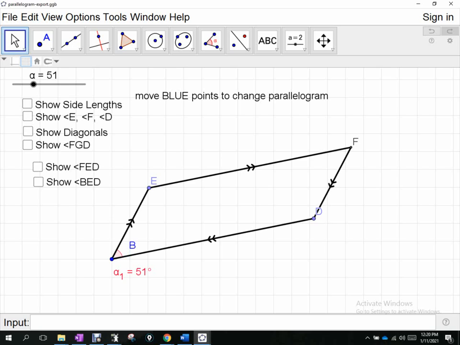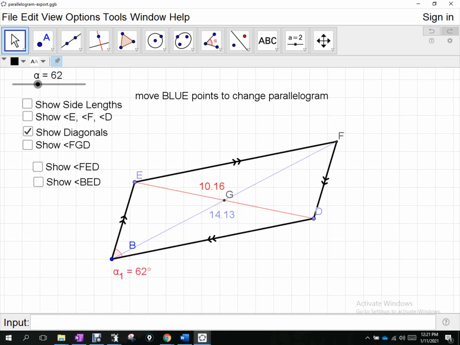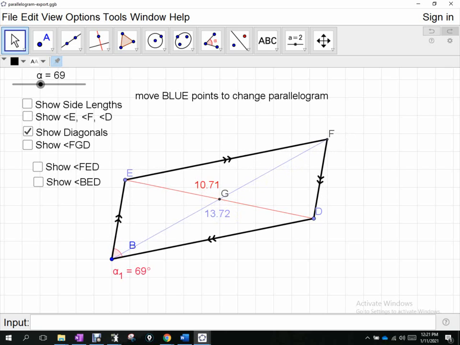And now I'm going to tell you that this angle down here is 51 degrees. So is this a rectangle? If that's 51 degrees? No. So if I show you the diagonals, you can see that the blue diagonal is 14.7 and the red one's 9.32, right? Okay. I'm going to show you what happens as I change that angle. Do you see how the 14 number starts to decrease and the other number starts to increase?